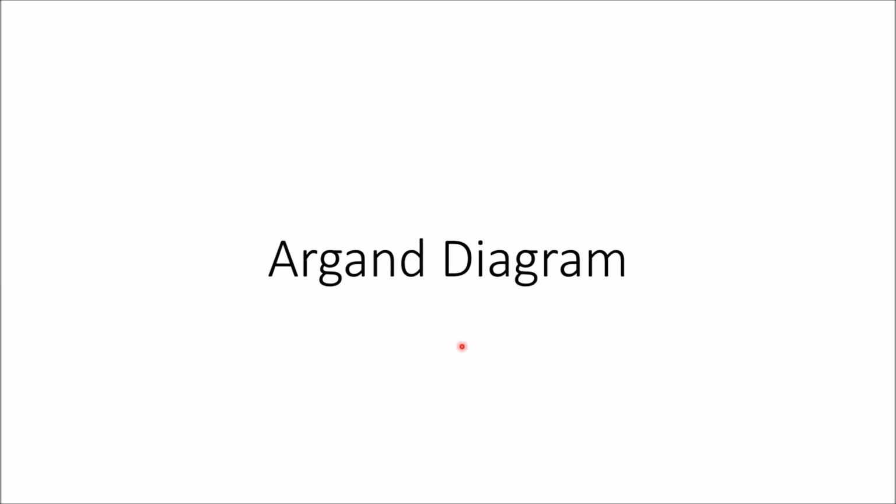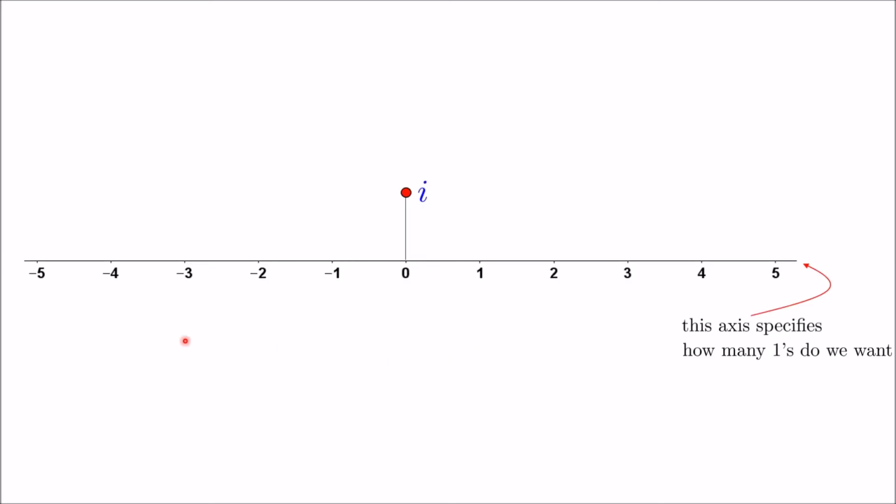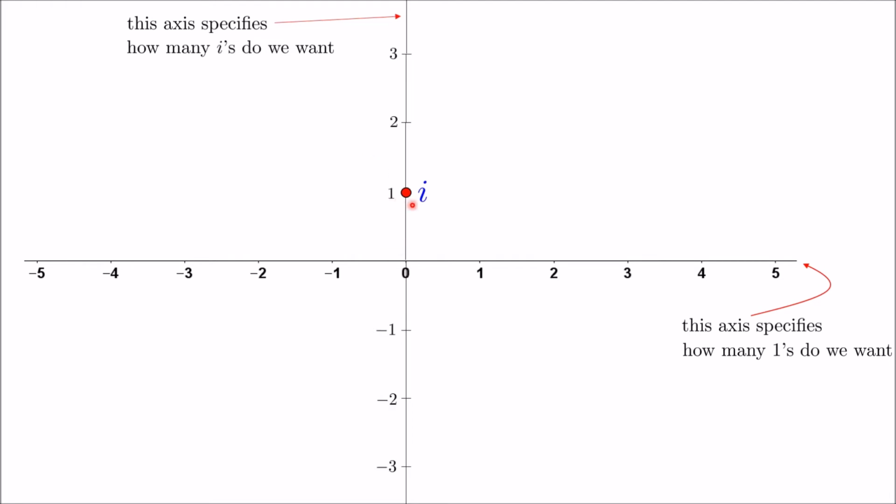So now let's build something called the Argand diagram. Here we have the regular number line, and the numbers on the number line tell us how many ones we want. So here we want 1 lot of ones, 2 lots of ones, 3 lots of ones, and so on. We just discovered this new number i, which is located here. Looking at this diagram, it's very natural to try and extend this axis in the same way that the real number line is extended. The regular number line tells us how many regular ones we want. So if we extend this axis, it tells us how many i's we want. So here we want 1 lot of i, then 2 lots of i, 3 lots of i, and so on.